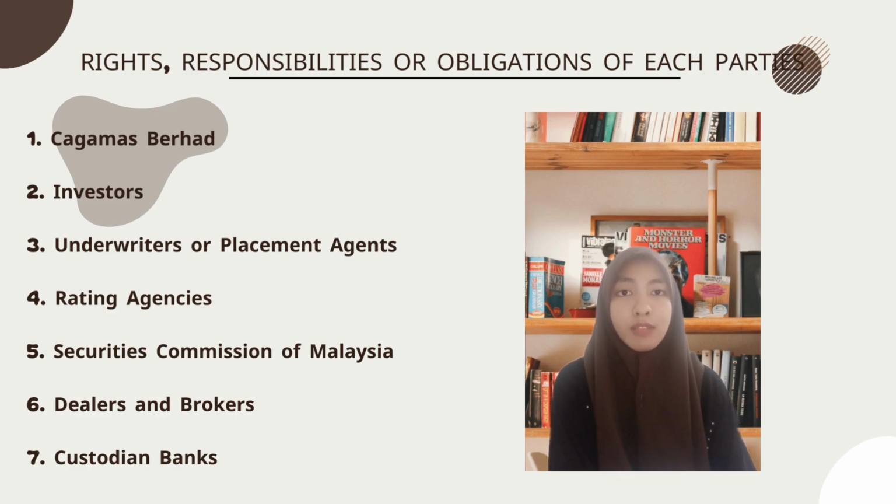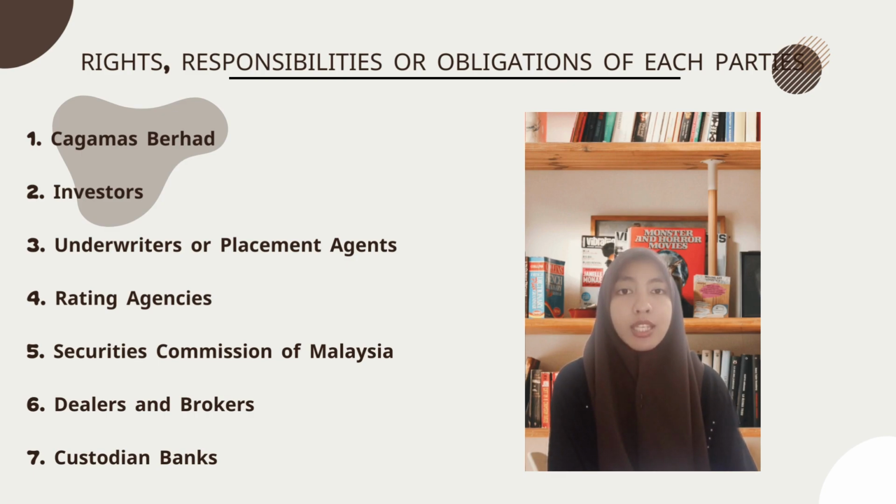Right to transfer or sell the commercial papers in the secondary market before their maturity, subject to applicable regulation and condition. Right to receive the face value of the commercial papers upon redemption at maturity. Third party are underwriter or placement agents. They got right to assist Cagamas in marketing and distributing the commercial paper to potential investor.